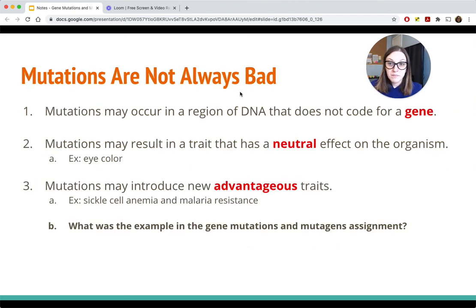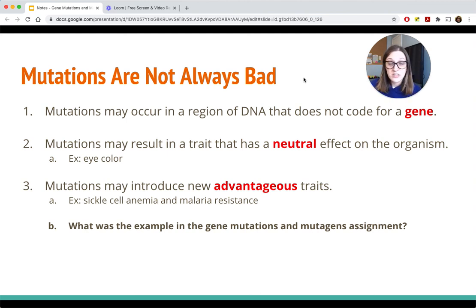Pretty interesting stuff. So in a nutshell, it's really important to recognize that mutations are not always bad. Mutations, for example, may occur in a region of DNA that does not code for a gene or does not provide any kind of function. It's just what scientists have kind of called junk DNA, which is a term that's not widely used anymore. But mutations may also result in a trait that has a neutral effect.